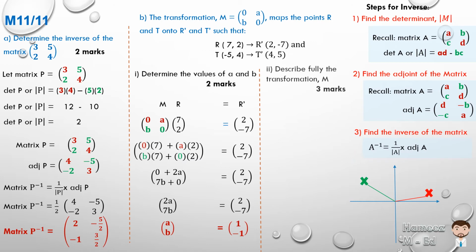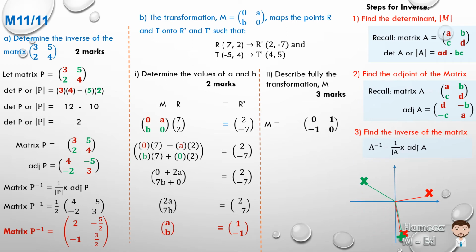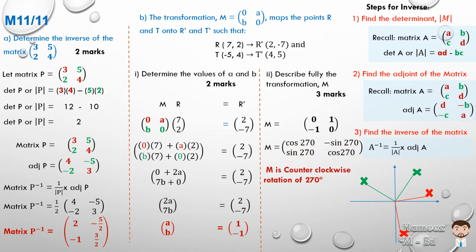So now part 2. Describe fully the transformation M. So M is 0, we know A is 1, we know B is minus 1, and 0. And if we recognize that, that would be like cos of 270, minus sine 270, sine 270, cos 270. So M is really telling us the transformation is a counterclockwise rotation of 270 degrees. And we can see that from the sketch. Or we can say it's a clockwise rotation of 90 degrees. Either one still ends up in the same area.